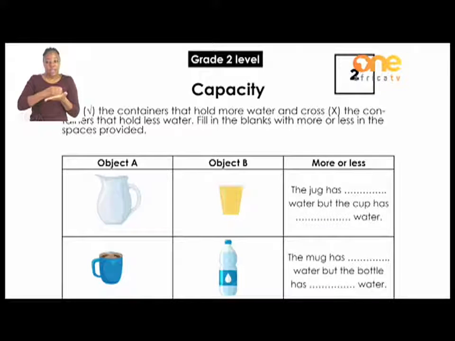Now, if you look at the pictures, you can actually tell which one has more or which one has less. Let's take a look at the sentence. It says, the mug has dash water, but the bottle has dash water. If you look closely, it looks like the water in the bottle is more than what is in the mug. So our sentence will read, the mug has less water, but the bottle has more water.